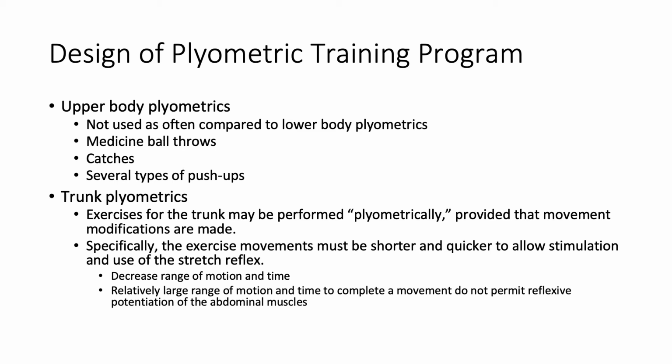Specifically, the exercise movements must be shorter and quicker to allow stimulation and use of the stretch reflex. The relatively large range of motion and the time needed to complete the movement do not permit reflex potentiation of the abdominal muscles. So we have to decrease the range of motion and time to allow the abdominal muscles to be potentiating and making the exercise more like a plyometric exercise.